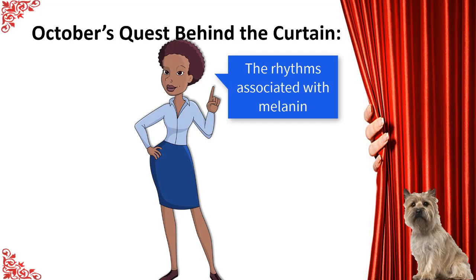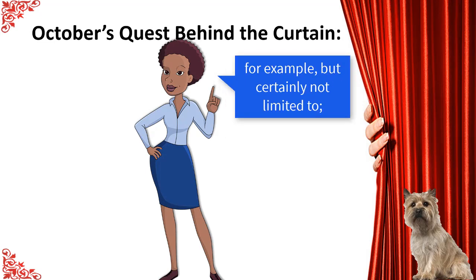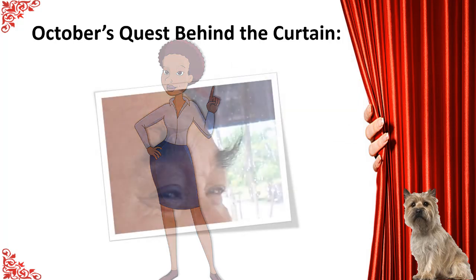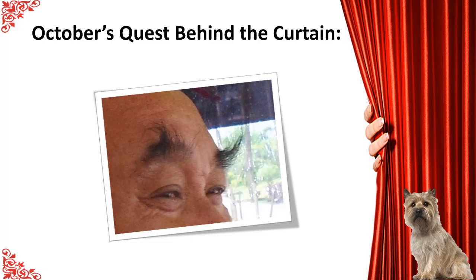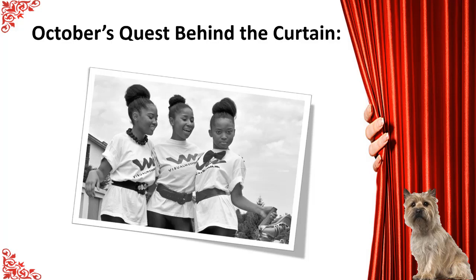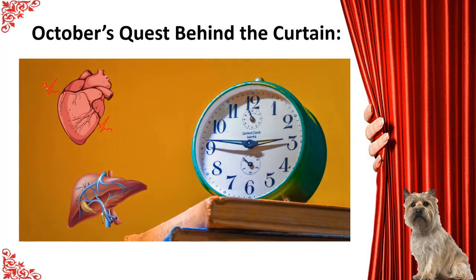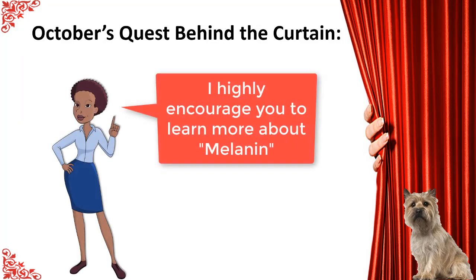Now, the rhythms associated with melanin synchronize all the natural functions in your body. For example, but certainly not limited to, when your eyebrows should grow, when a boy reaches puberty and becomes a man, when a girl starts her cycle and becomes a woman, and times when your heart and liver should be fed. Now, those are just a few rhythms associated with melanin. I highly encourage you to learn more about melanin, its functions, and benefits to a better health.